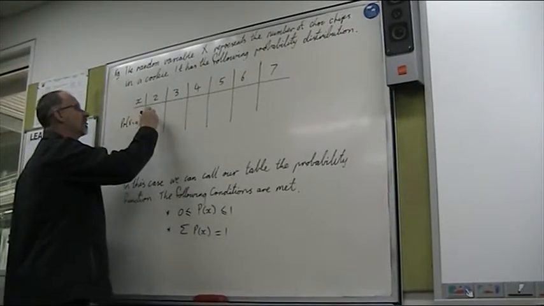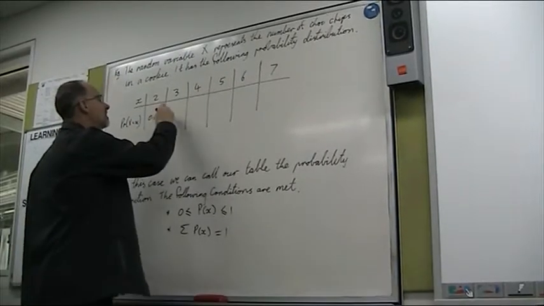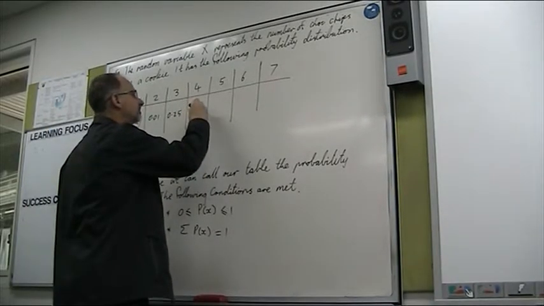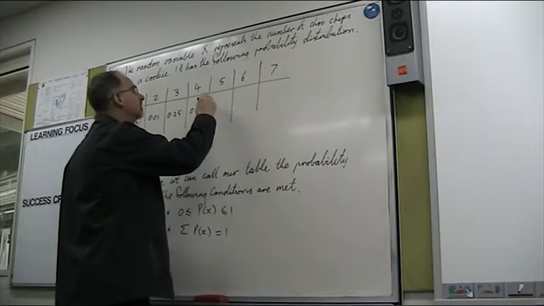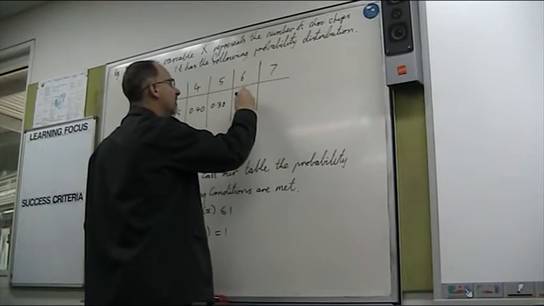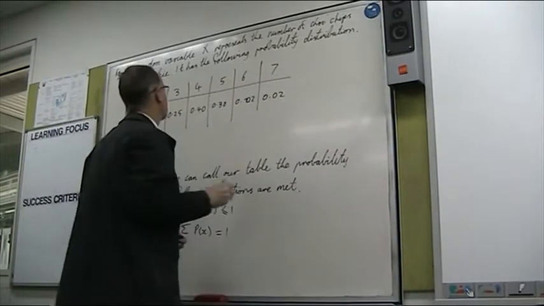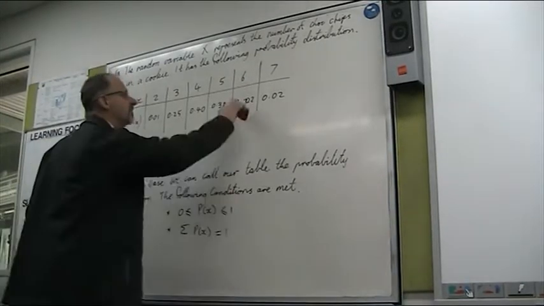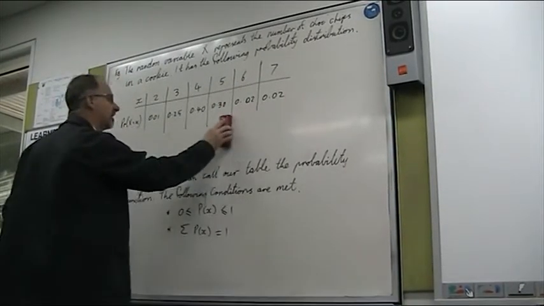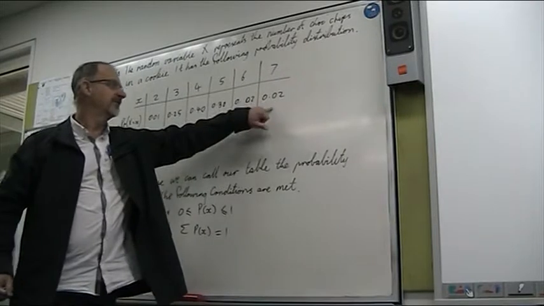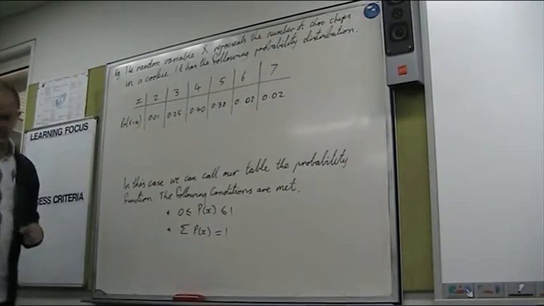So this might be 0.01, 0.25 that you have 3, 0.4, 0.3, 0.2, 0.2, 0.02. So this is our probability distribution. The probability of any particular number of chocolate chips is all between 0 and 1. And if you add these up, they add up to 1.